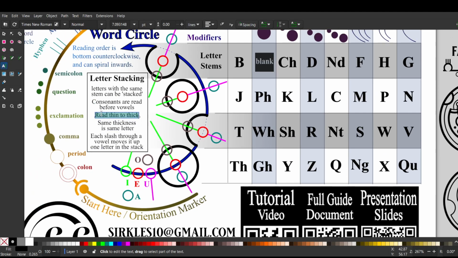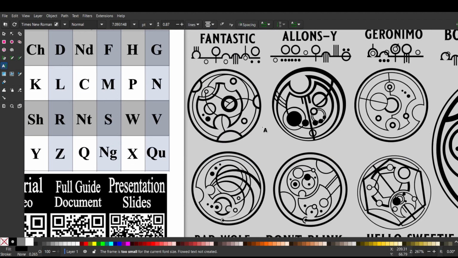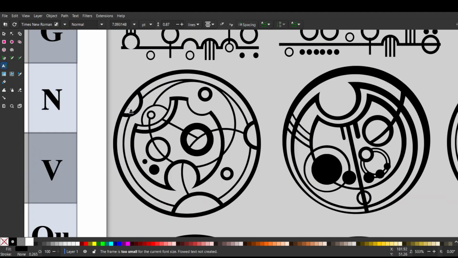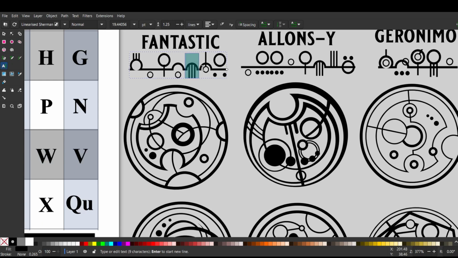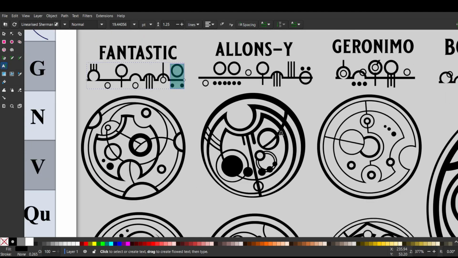And then vowels are read after consonants. So consonants are read before vowels. So this I here is read after our two consonants. So the S, thin, T, thick, I, vowel. So that's that letter stack. And then our last letter is a K with 1, 2 dots. So that would be fantastic. Okay, let's get to allons-y.